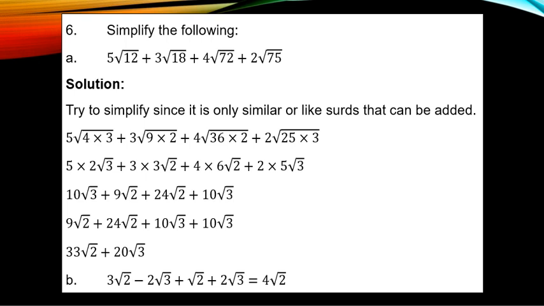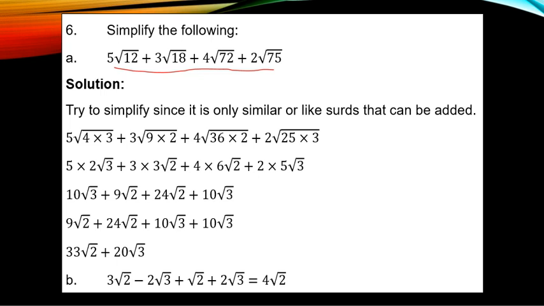Number 6, simplify the following. This is addition of surds, and I told us that you can only add similar or like surds. For that, when you have a problem, what you do first is to see if you can obtain similar surds from the respective radicands, that is 12, 18, 72 and 75. To do that, you express the radicand in basic form such that you look for a factor of each radicand that is a perfect square.